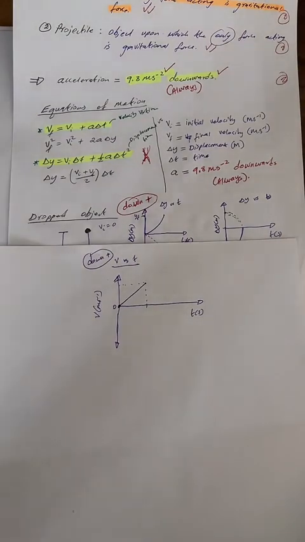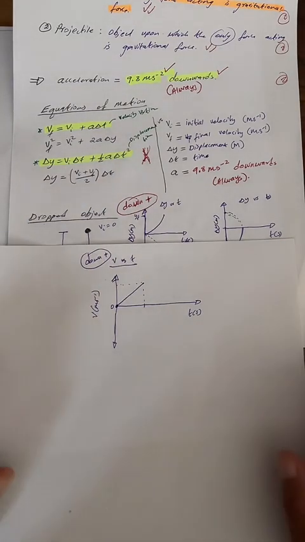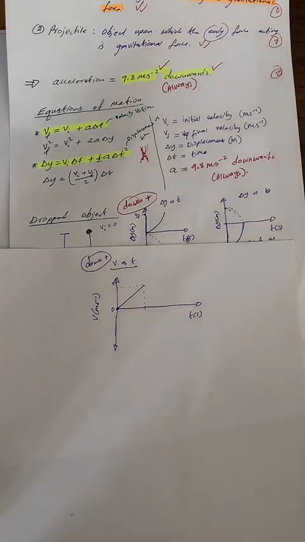This is when you choose down positive. With velocity, there's no reference point. You just need to know what the initial velocity is and the final velocity. It's a straight line like that.